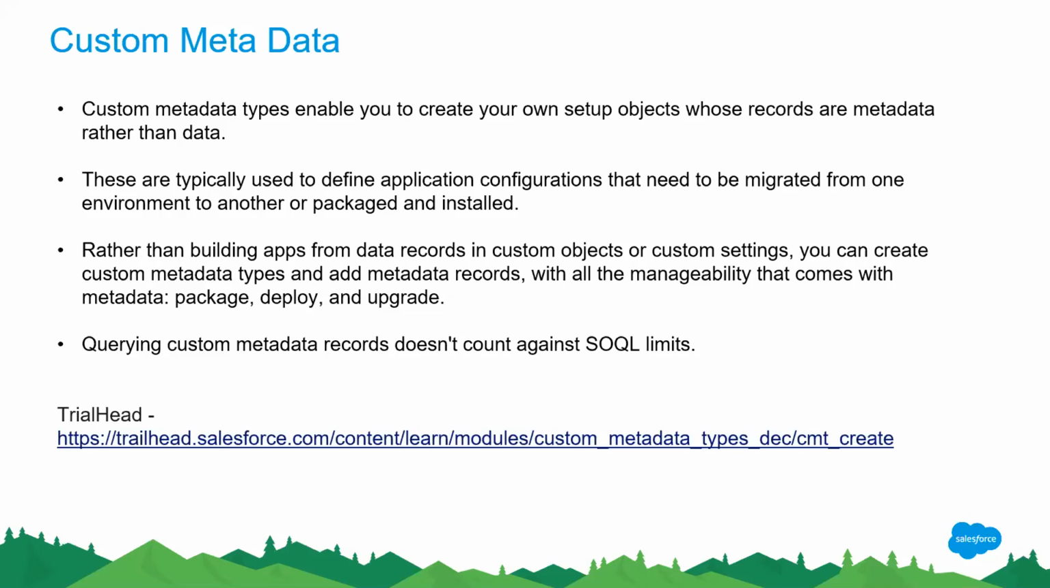So rather than building apps from data records in custom objects or custom settings, you can create custom metadata types. See, you can still create a custom object and put some data, but when you package it, you cannot pass the data to your customer. You might need to do data importing and all such things. So if the necessity is not there, why create a custom object? Rather, you create custom metadata and you are able to package it, deploy it, and upgrade it. And again, it doesn't count against any of the SOQL limits.